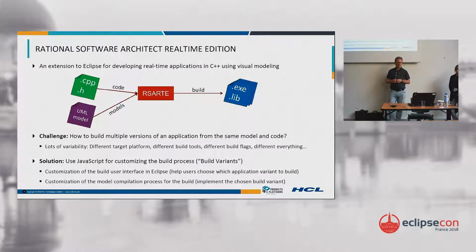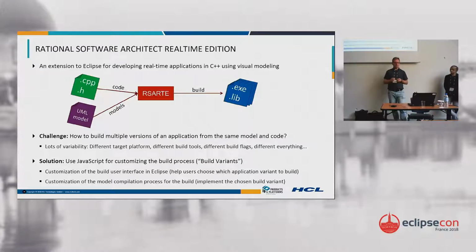One challenge that our users have is that they often need to build multiple versions of their applications from the same modeling code. There could be many reasons, but for example, there could be different target platforms they need to target, or different build tools they need to use in different situations. Sometimes they may need to turn on certain build flags like debug or non-debug. So basically, lots of things can be different when they want to build their applications.